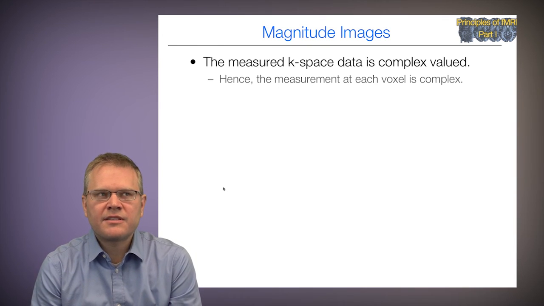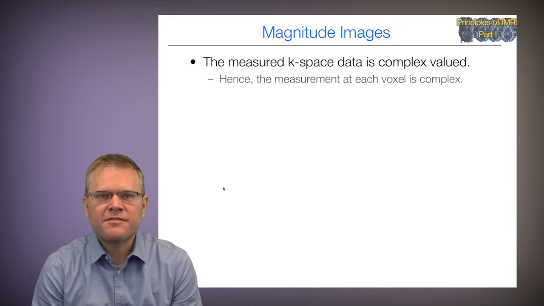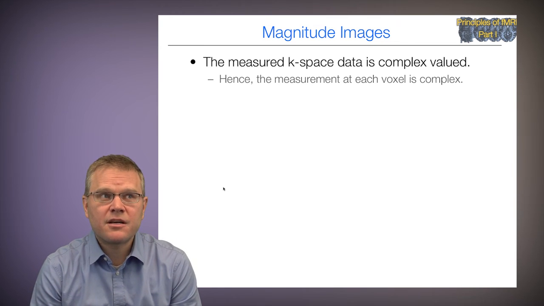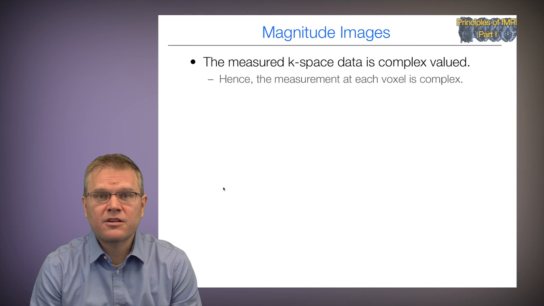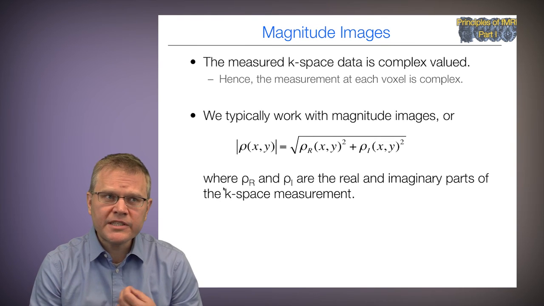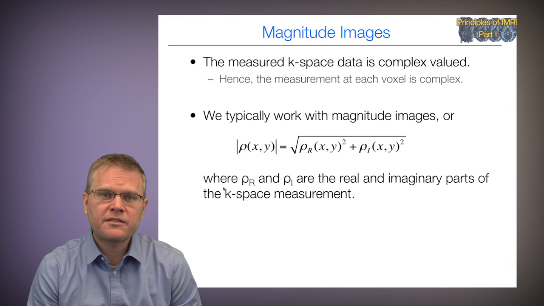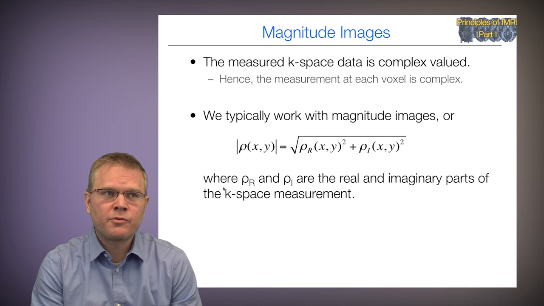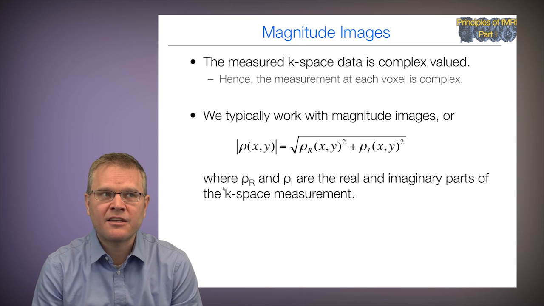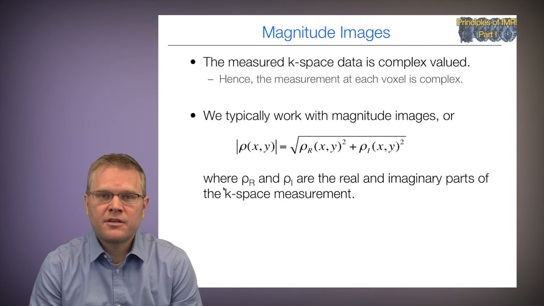Another thing that we need to know is that the measured k-space data is complex valued. So the measurements are complex numbers. They have a real and imaginary part. And hence, because the k-space data is complex valued, the measurement at each voxel is also going to be complex valued. So what we typically do, instead of working with this complex valued data, is work with magnitude images. We take the square of the real part plus the square of the imaginary part, add them up and take the square root. And this is what's called the magnitude of the complex number. And so we work with magnitude images. So we take the magnitude of rho xy at each spatial location.